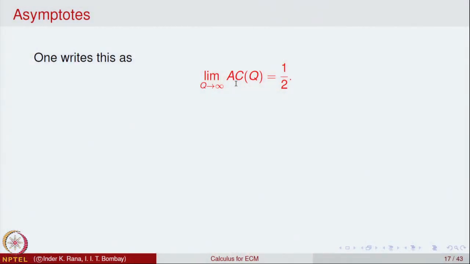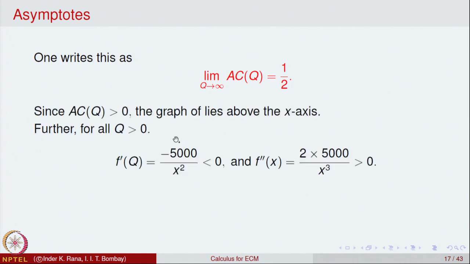So, this is only symbolic; q is not equal to infinity. Do not make the mistake of saying that q is equal to infinity and something divided by infinity should be 0. That is a wrong way of saying things. You cannot divide by infinity, because infinity is not a number. Anyway, the mathematical way of saying it is that as you increase q, the average cost is decreasing and is approaching the value 1 by 2. That is what the symbolic representation means.